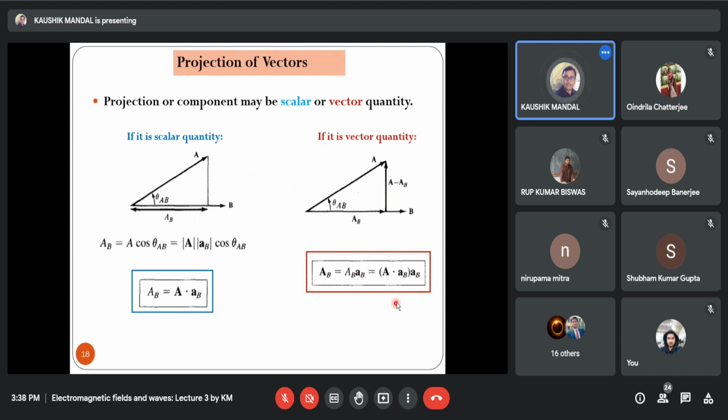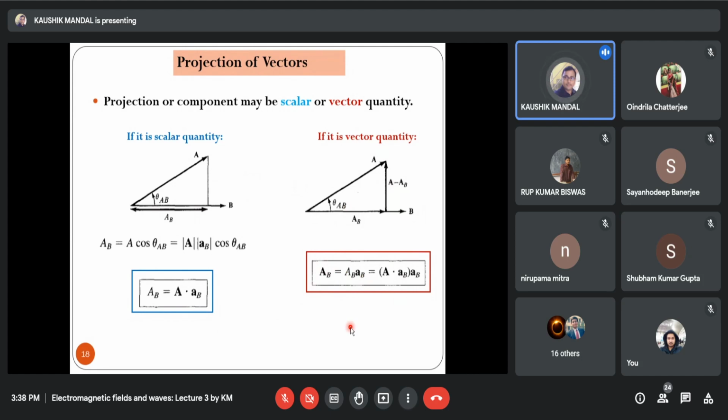AB equal to A into AB. That is the dot product of this particular A and AB. So the representation is still a vector because A·AB is a scalar quantity, but this AB is the unit vector. So in this particular representation, AB is representing a vector.